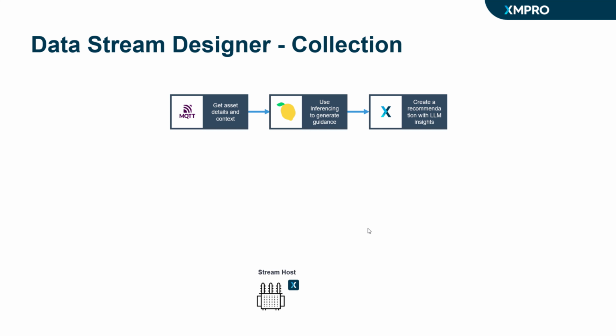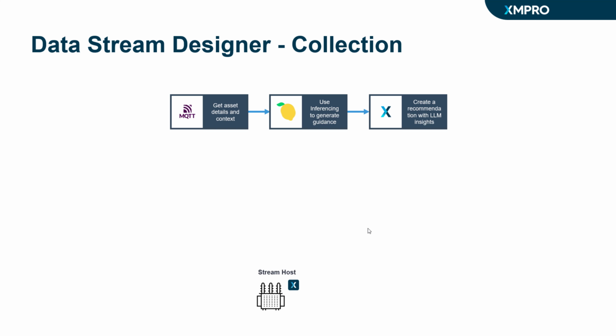When you configure a data stream, we've got one across the top. MQTT is giving us the data. We are then passing that to the Lemonade server to do inferencing, and we're then creating a recommendation. The question is, how does this scale? You mentioned putting this at the edge. Right at the bottom, you can see a particular asset, and we have a stream host deployed on that asset. That stream host is running on hardware which has the AMD Ryzen chip on it, which also has a Lemonade server deployed.